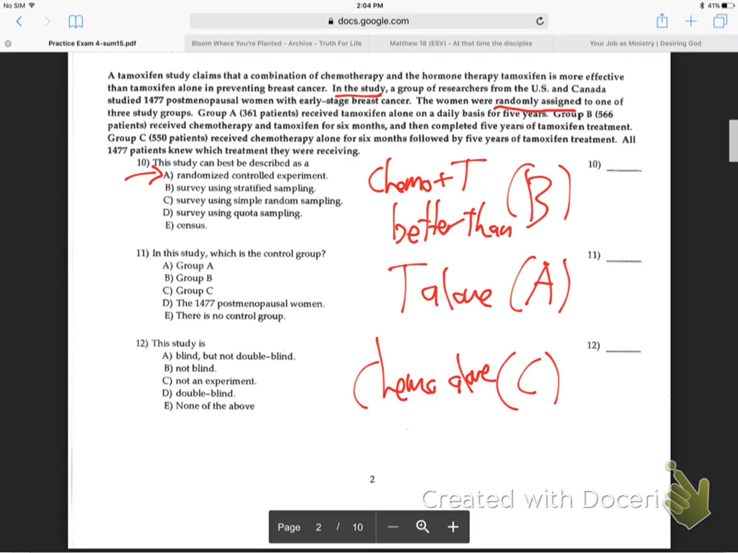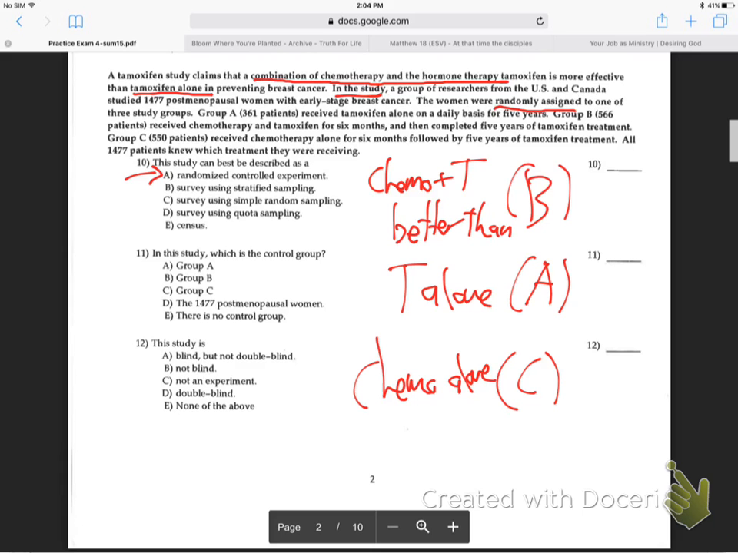Okay, yeah, that first sentence is really important. That first sentence is what they're trying to claim, right? Just like when you write a research paper, your thesis statement is the big deal. That's kind of like what this is. Look at that first sentence. It claims that a combo of chemo and hormone is better than tamoxifen alone. So you see what they're claiming? Chemo and the tamoxifen is better than tamoxifen alone. So they're saying the chemo is helping out. So I kind of had it backwards there at first.